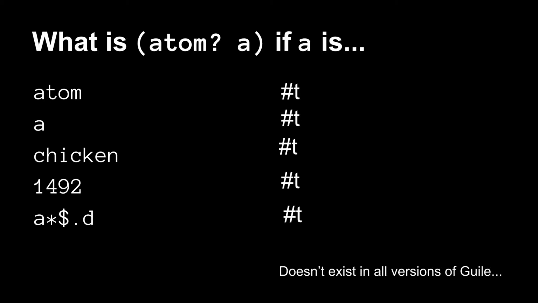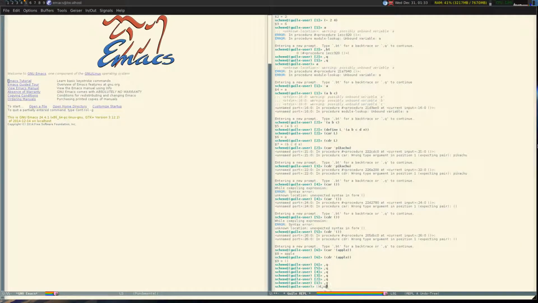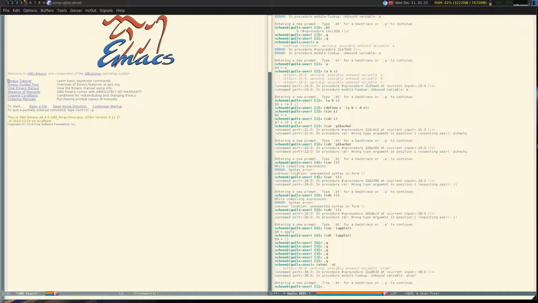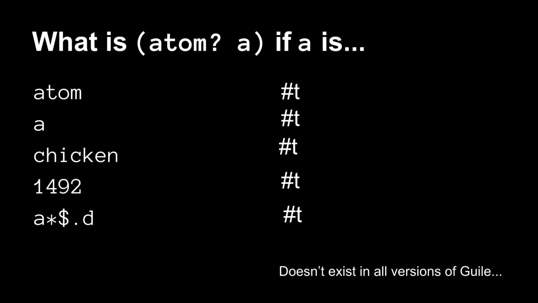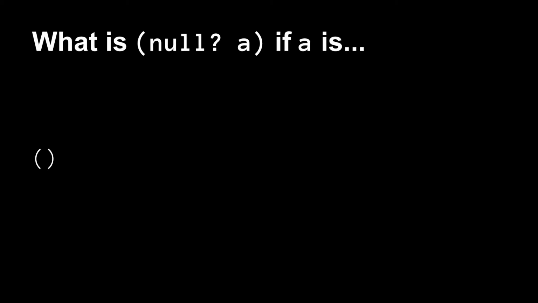Now, I've noticed, though, that this particular function does not exist in all versions of Guile. Yeah, I'll demonstrate this. It doesn't exist. Later on in this course, you can probably define one. It's not that difficult, but it doesn't exist in all versions. I remember that some time ago there was one, though. So, let's go on.